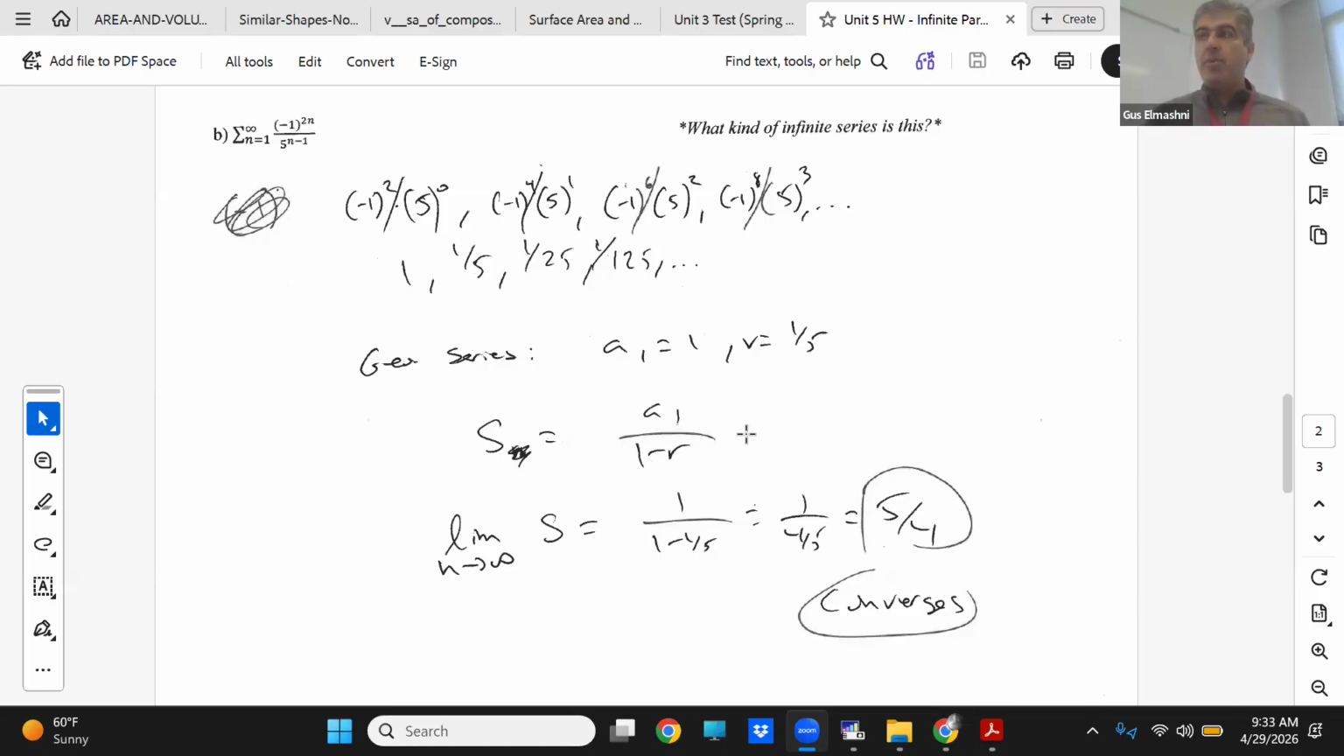Once you recognize it's a geometric series where the absolute value of the ratio is less than 1, then cool. You have the formula, just work it and you're done. You're good. Ready?